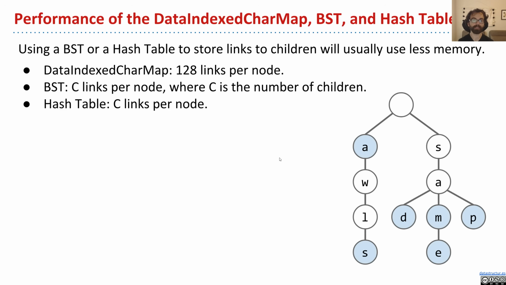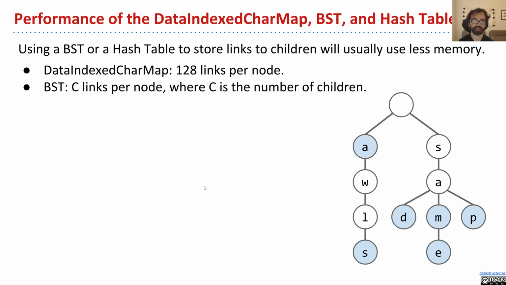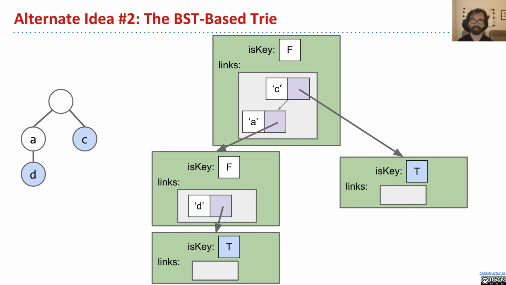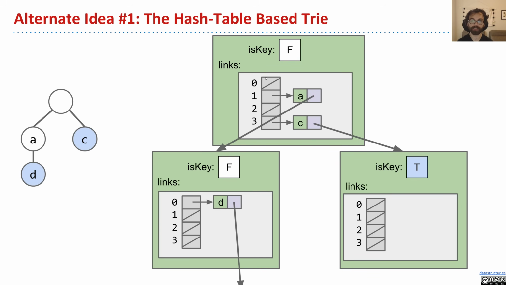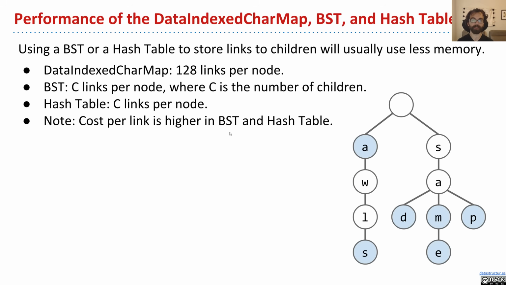Then in a hash table, again, we're going to have C links per node, just like a binary search tree. So our hash table for the root would only have 2 links coming out of it. Now the cost to keep each link is a little higher, because if we look back at our binary search tree, it's not just the link we have to store, but actually pointers between binary search tree nodes, or in the case of the hash table, we had to store all these buckets. So there's a little bit of overhead. It's not just the links that matter, but for the most part, we'll be in better shape for binary search trees and hash tables than we are for the data index character map.